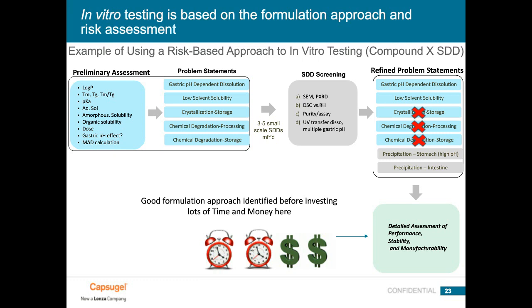And then through that screening, we can redefine our problem statements shown up in the upper right-hand corner, where we've identified certain problem statements which were initially identified, which don't appear to be true challenges for this compound, but we've also identified a few extra problem statements that weren't noticed in the initial preliminary assessment. And we can use that in kind of an iterative approach to really come up with an ideal formulation prior to the more costly efforts of scale-up and clinical trials.